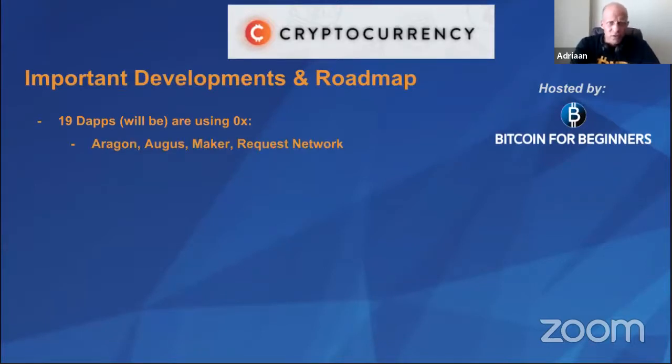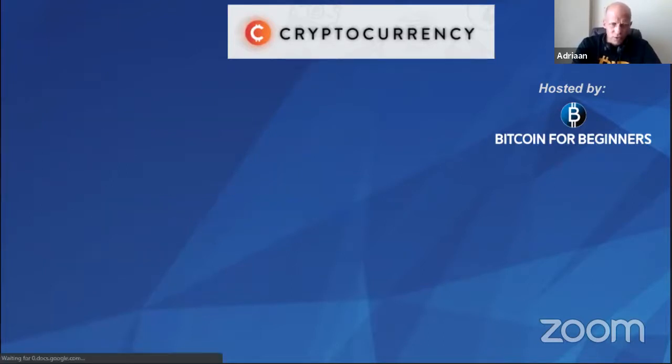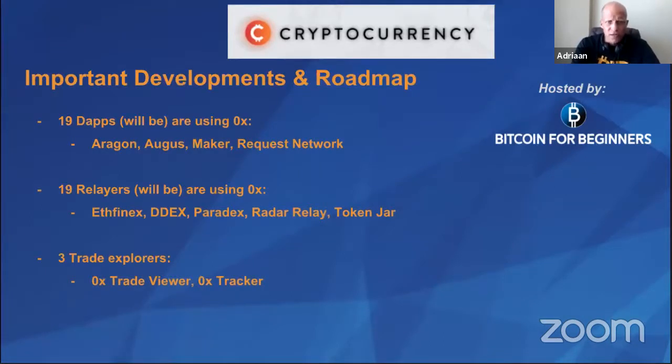What are some other important developments? Currently, there are 19 dApps that will be or are using 0x, including Aragon, Augur, Maker, and Request Network. There are 19 relayers that will be or are using 0x, and those include ETHFinex, DDX, and Paradex, as we mentioned, from Coinbase, Radar Relay, and TokenJar. You can also use 3 trade explorers, including 0x Trade Viewer and 0x Tracker.